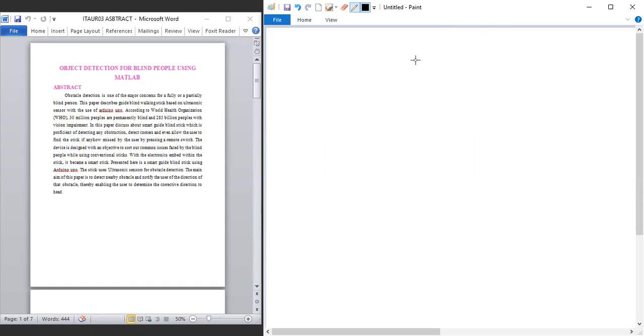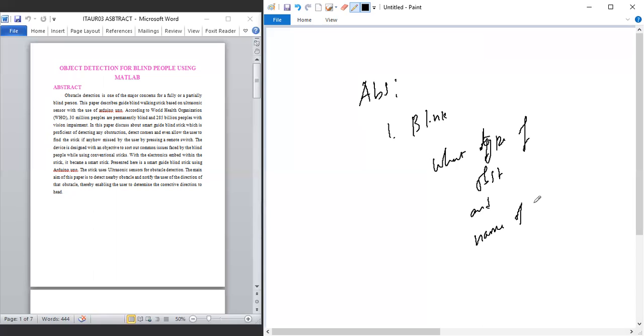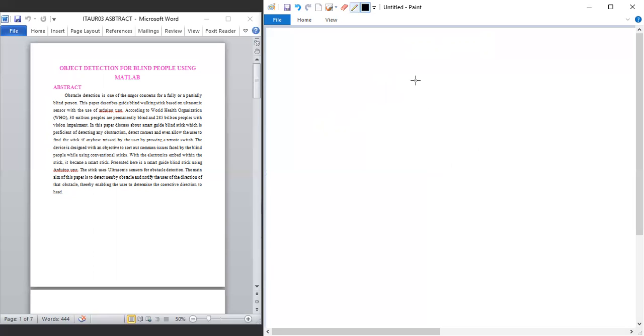And the abstract of the project. In the existing system, the blind person is using a blind stick for navigation. They don't know what type of obstacle it is, and they don't know the name of the object. These are the drawbacks that they are facing in real time. These drawbacks are overcome using our proposed method.